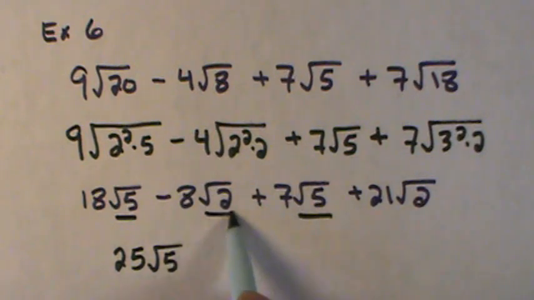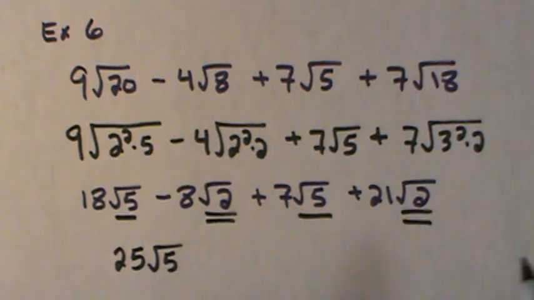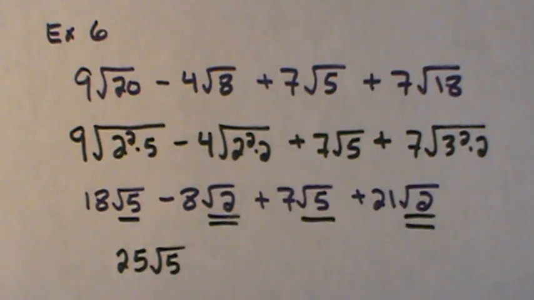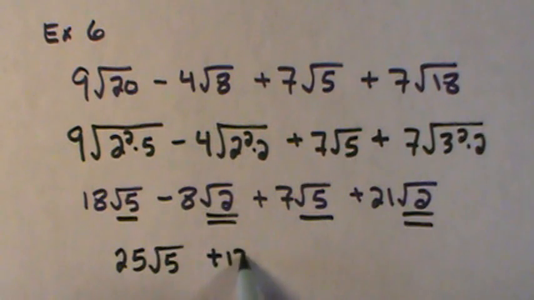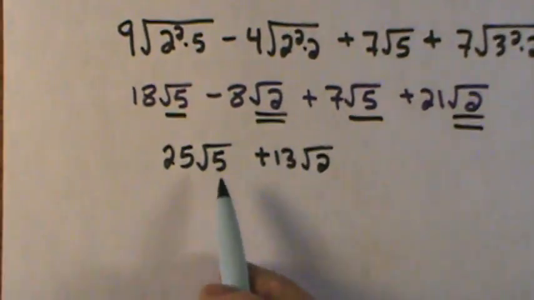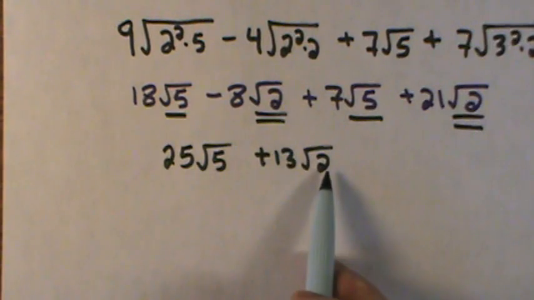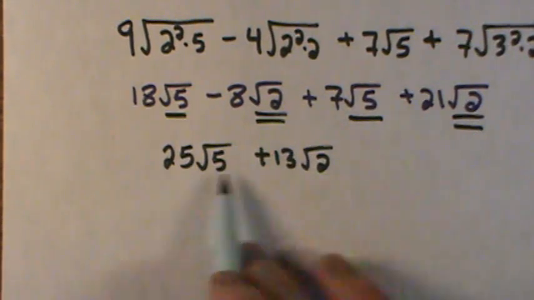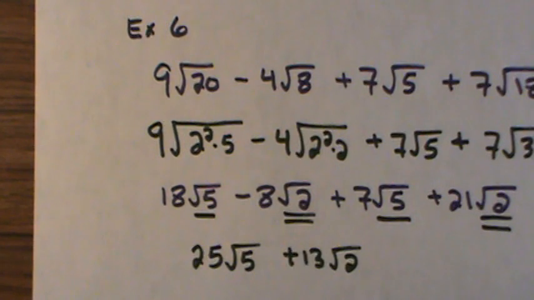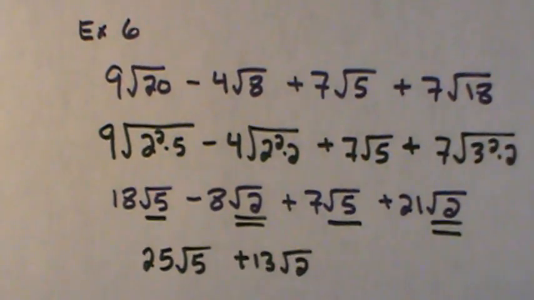Next, I see that these rad 2's are like. These like terms could be added or subtracted. So 21 take away 8 would be 13 radical 2's. And I get to this point where my radicals are different. I stop at that point. I have 2 terms for my final example. Now you have 6 examples to go off of. Hopefully that helps you out with this idea of adding and subtracting radicals.